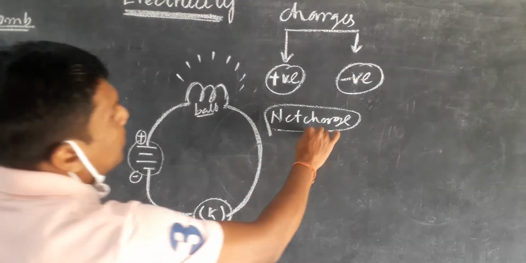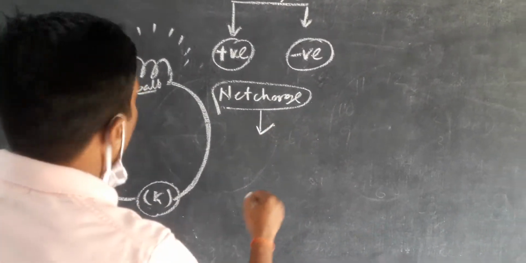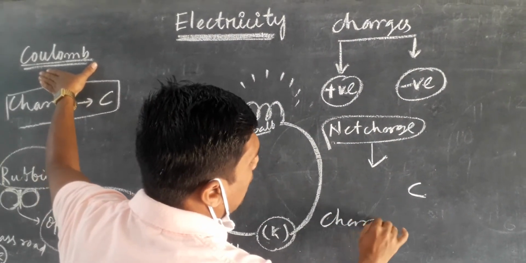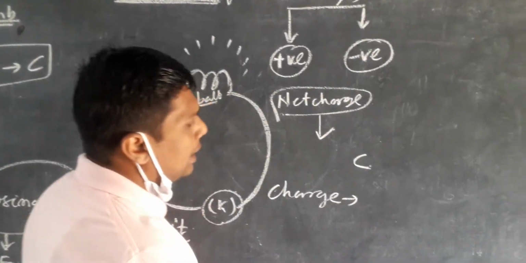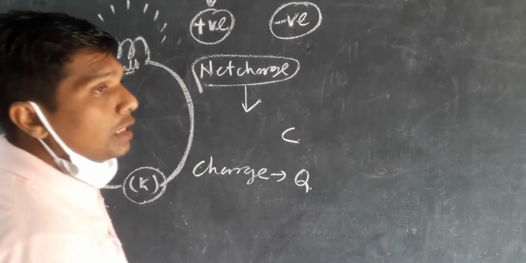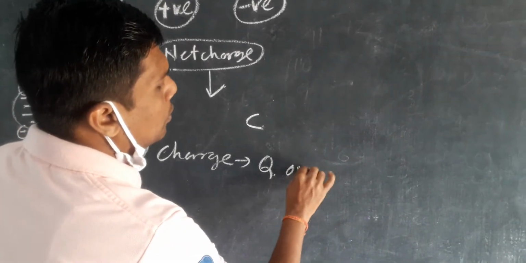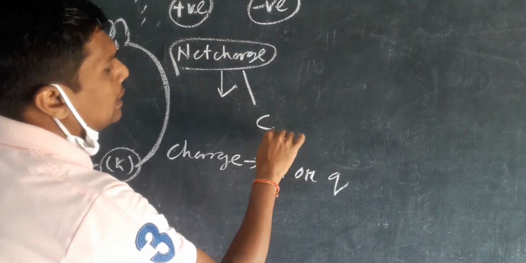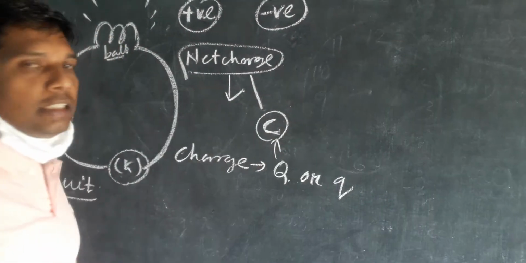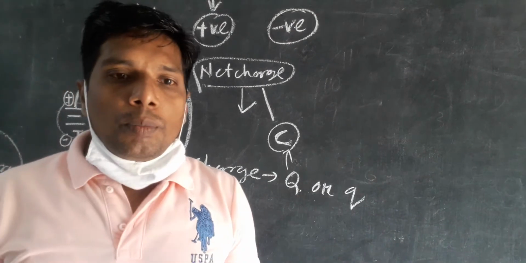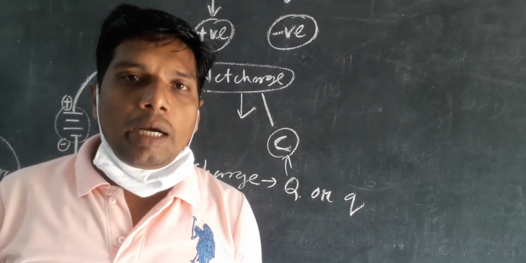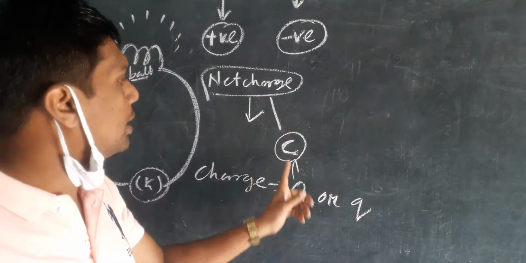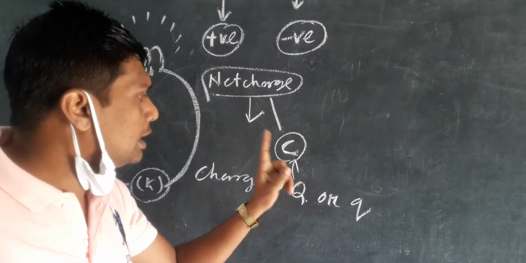The unit of charge is the Coulomb, denoted by C. For charge, we denote it by the letter Q, either capital Q or small q. Just as we use kilogram and gram for measuring weight, for measuring charge we use the Coulomb, denoted by the letter C.